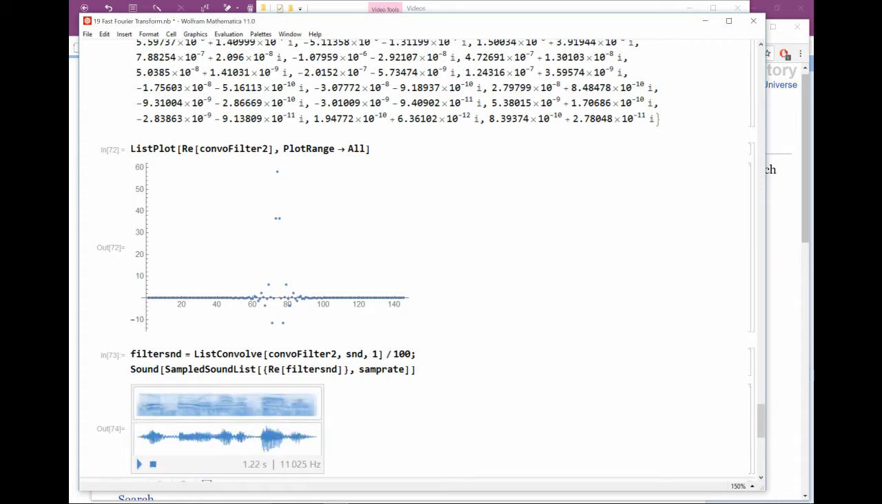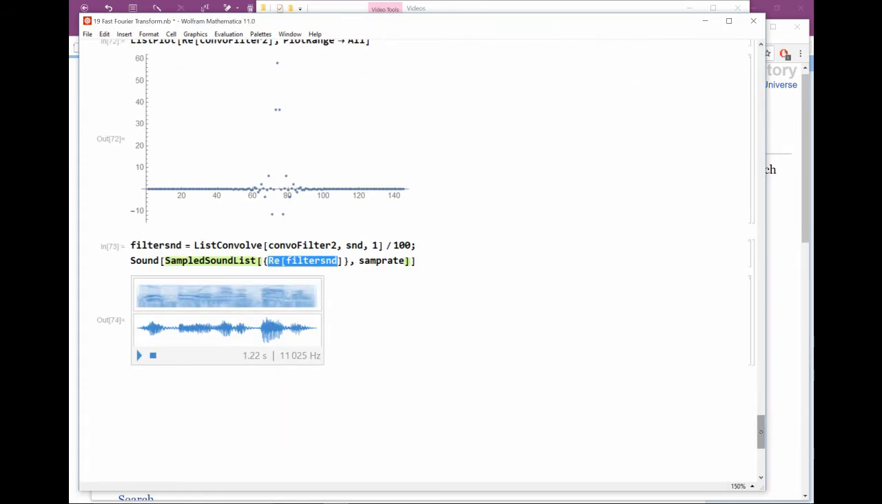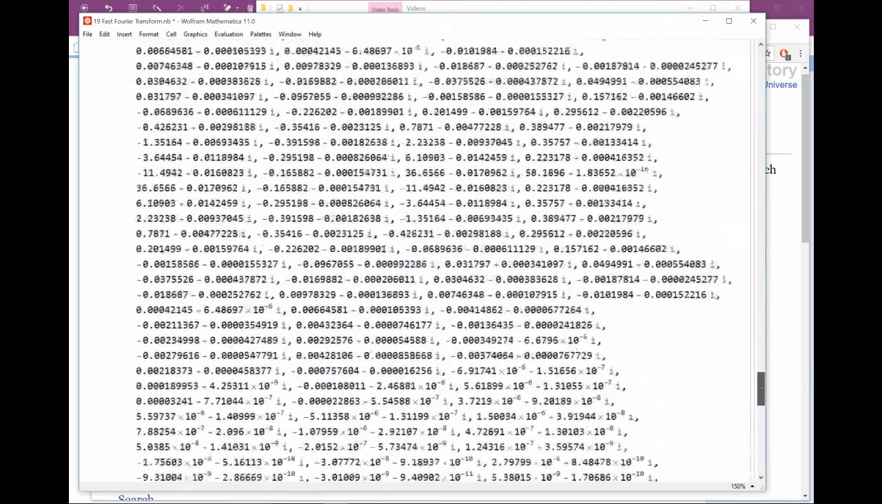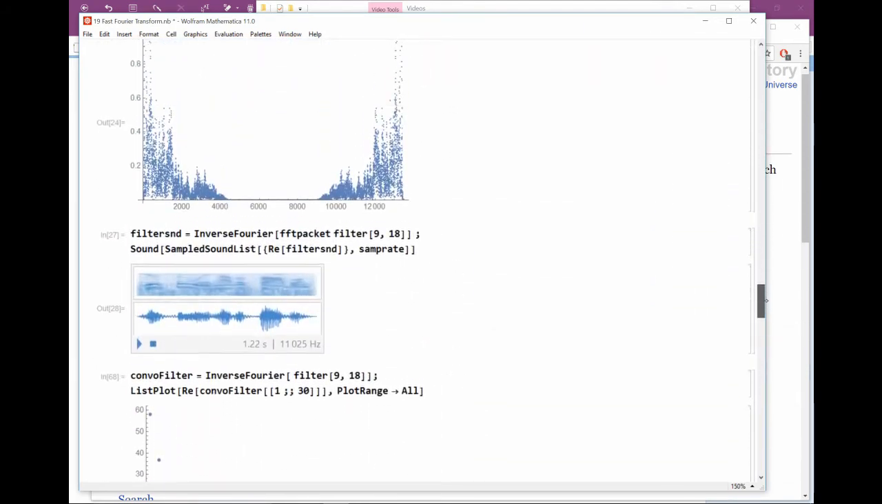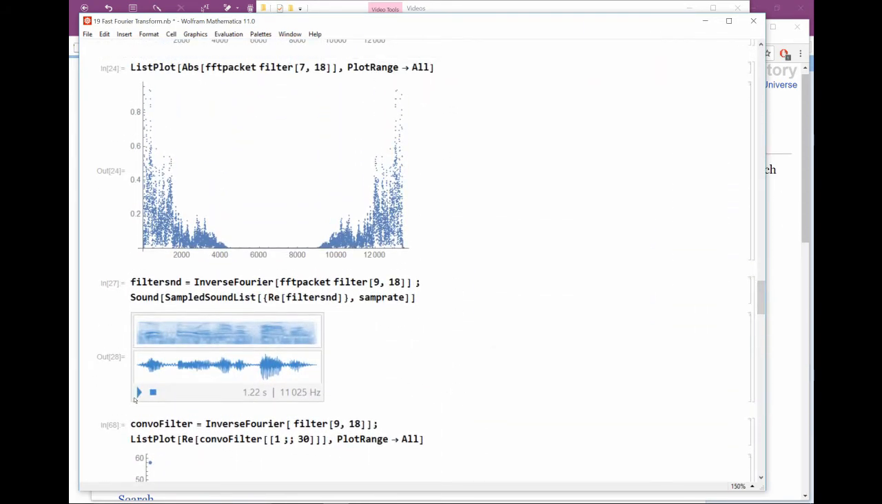So if I evaluate this convolution and create a sound object and play it back, that's exactly the same signal that I received when I used the fast Fourier transform to filter it.